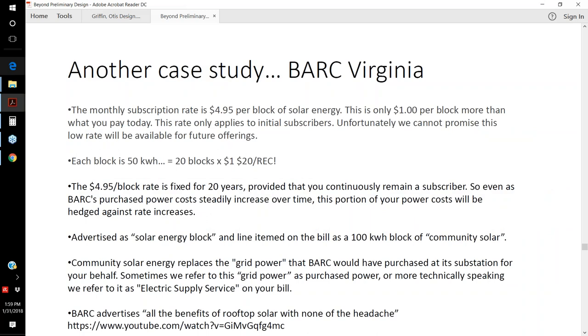Another way is in Bark, Virginia, where they simply build a solar project and then get subscribers to buy the energy in $5 blocks. And it effectively is an increase of 2 cents a kilowatt hour on their bill.